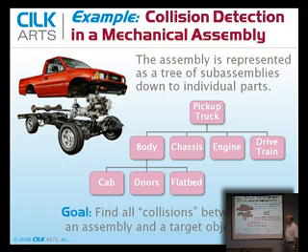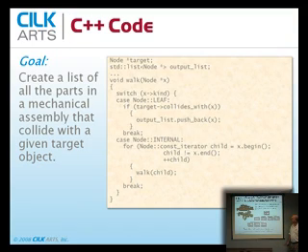So the goal in this particular example is to find all collisions between an assembly and some target object. So you're given one object. For example, maybe you're trying to drill through everything, and you want to know what are all the parts that you hit when you drill through them all. Which, I guess, given the price of gas, is what some people would like to do with their pickup trucks these days.